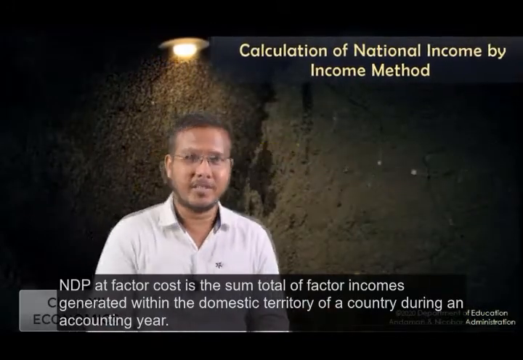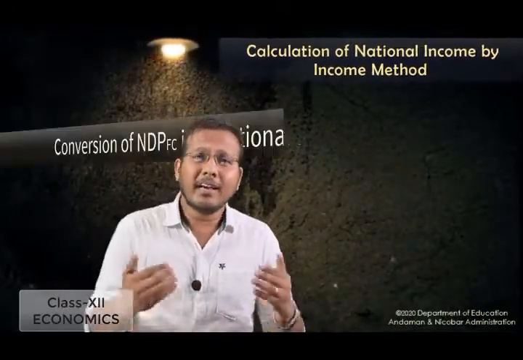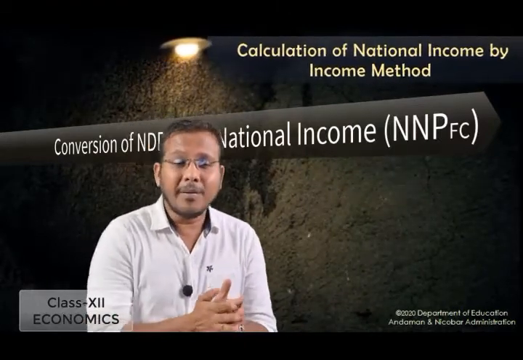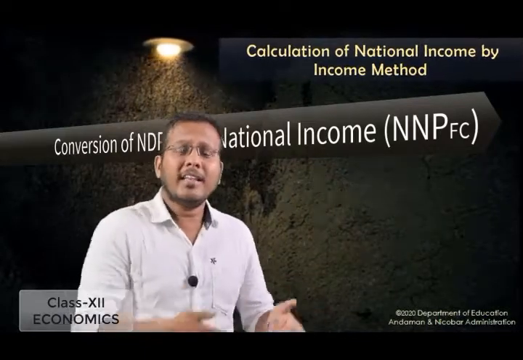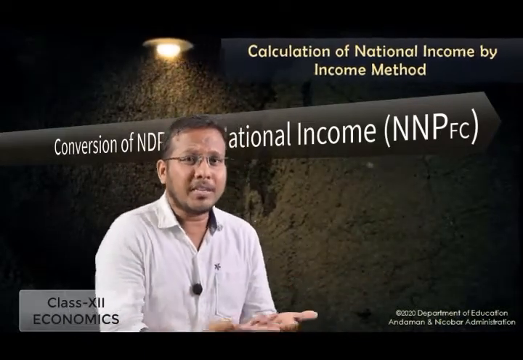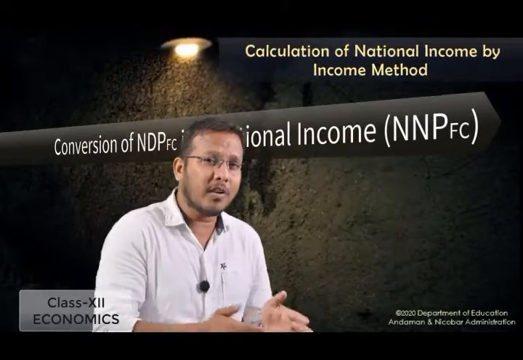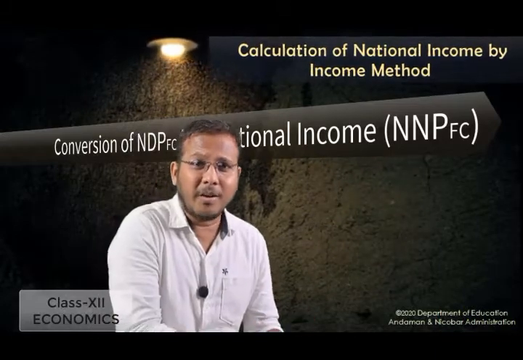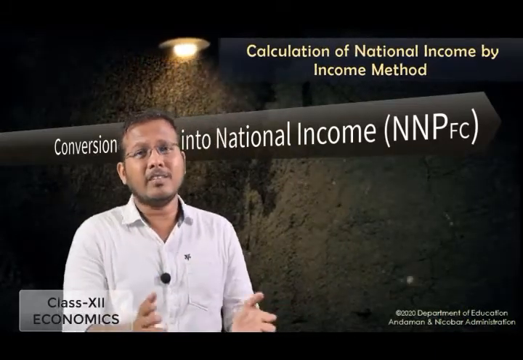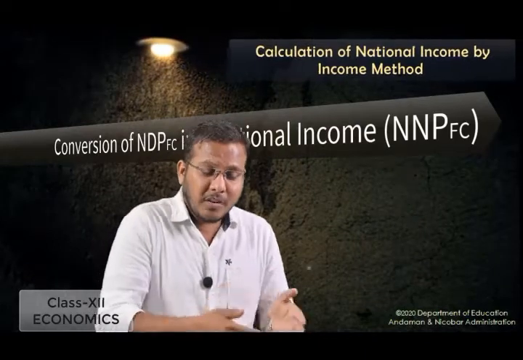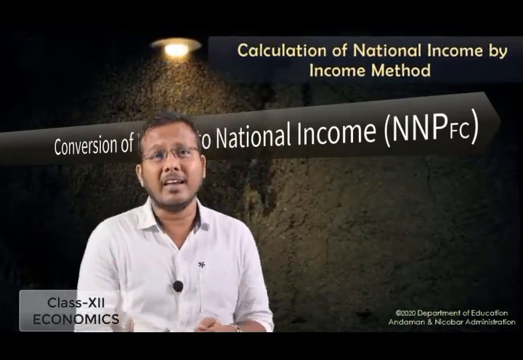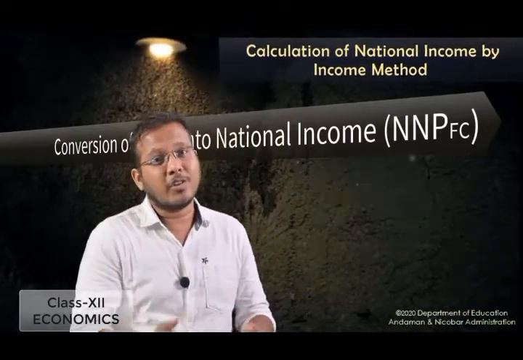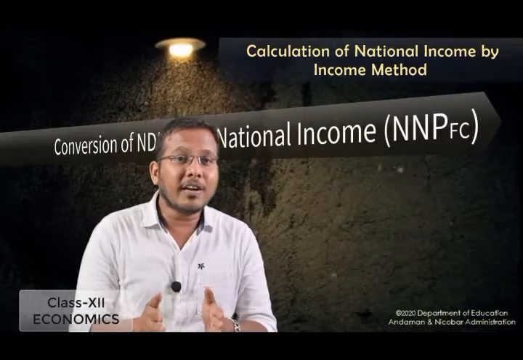NDP at factor cost. Okay students, now we will see the conversion of NDP at factor cost into national income, that is, NNP at factor cost. As I told you, the national income estimated through the income method, that is, the sum total of factor income generated within the domestic territory of a country by normal residents or non-residents, is called the value of NDP at factor cost. So when we have the value of NDP at factor cost in hand, what is the next process? We have to convert this NDP at factor cost into the national income, that is, NNP at factor cost.